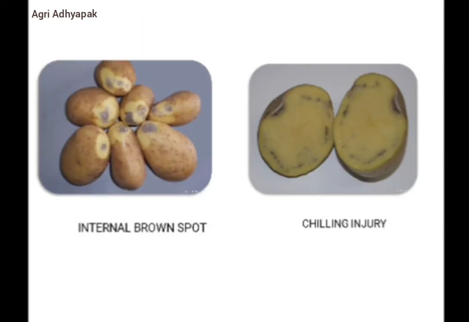And another disorder is internal brown spot, in which the internal tissues of the tuber turn into black or brown spots. It is majorly due to moisture deficiency.